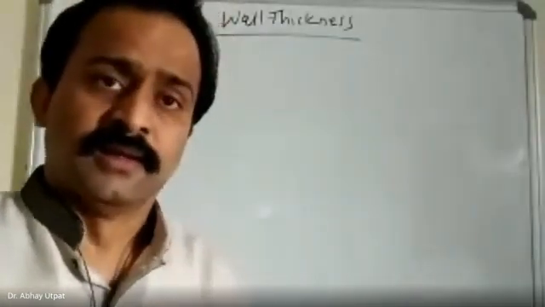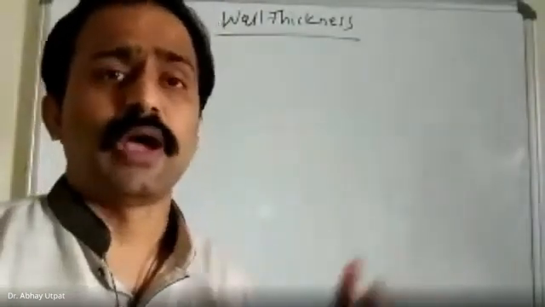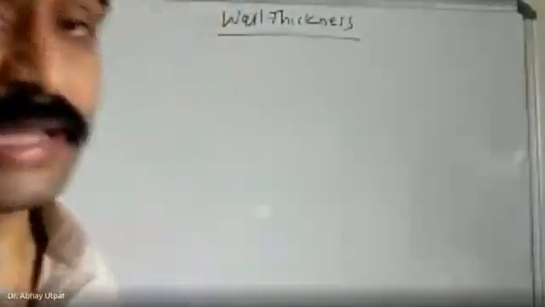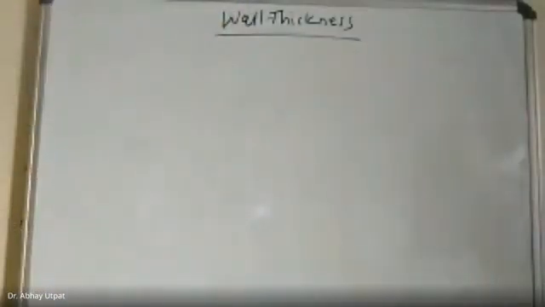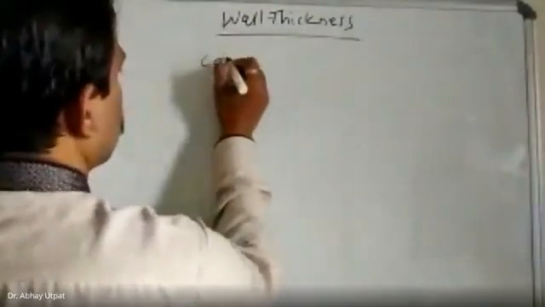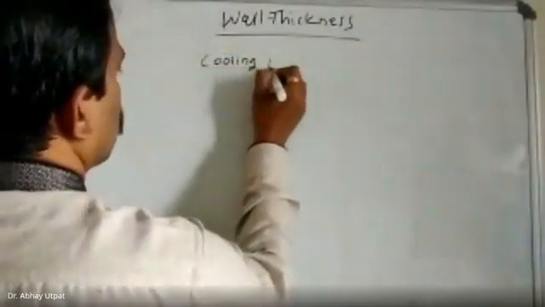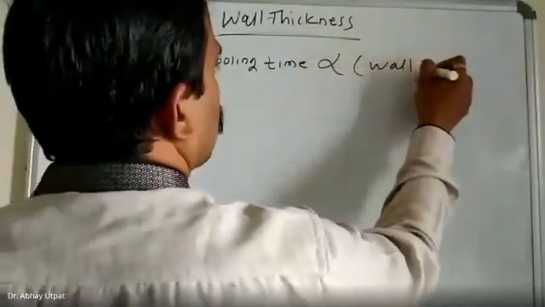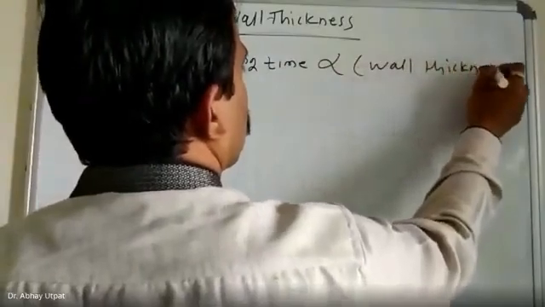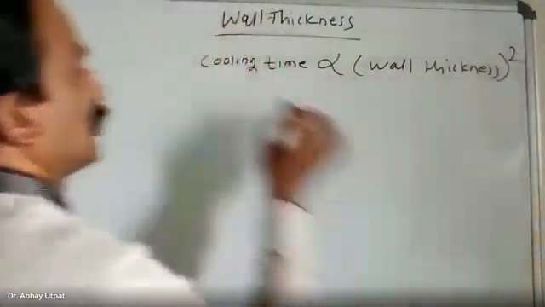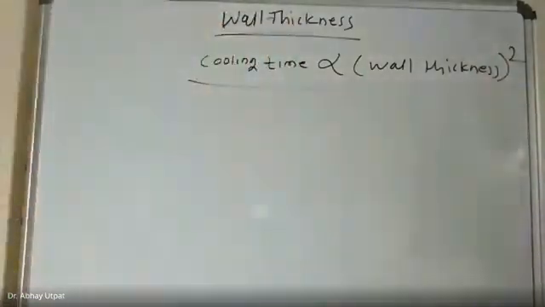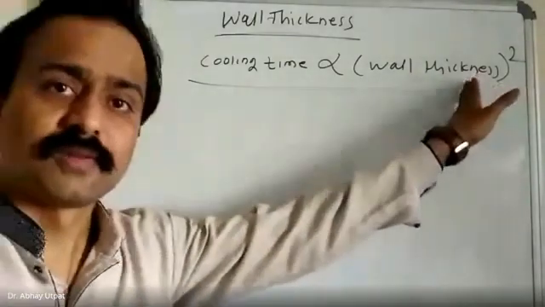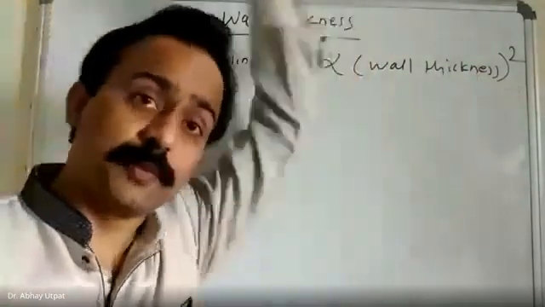Hence, it is always preferable to have minimum wall thickness, because cooling time is directly proportional to the square of the wall thickness. This may be asked in an MCQ or objective type question. Cooling time is directly proportional to the square of wall thickness. So the higher the wall thickness, the cooling time is proportional to the square of it.